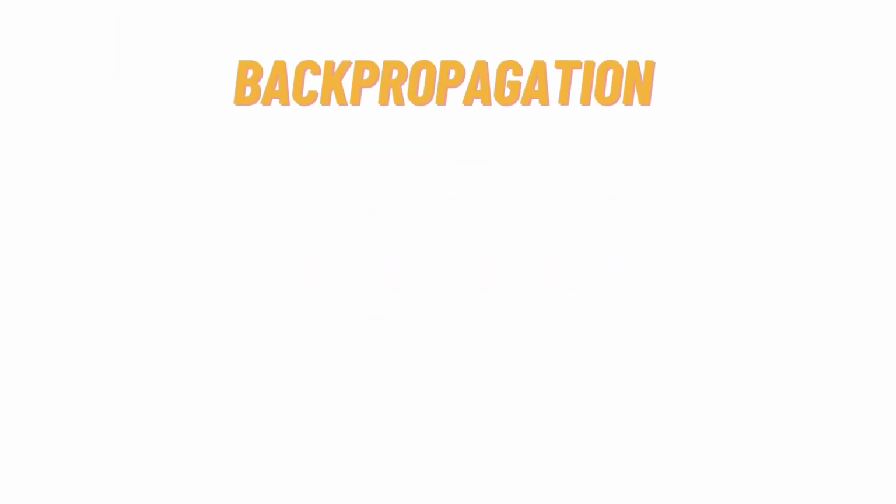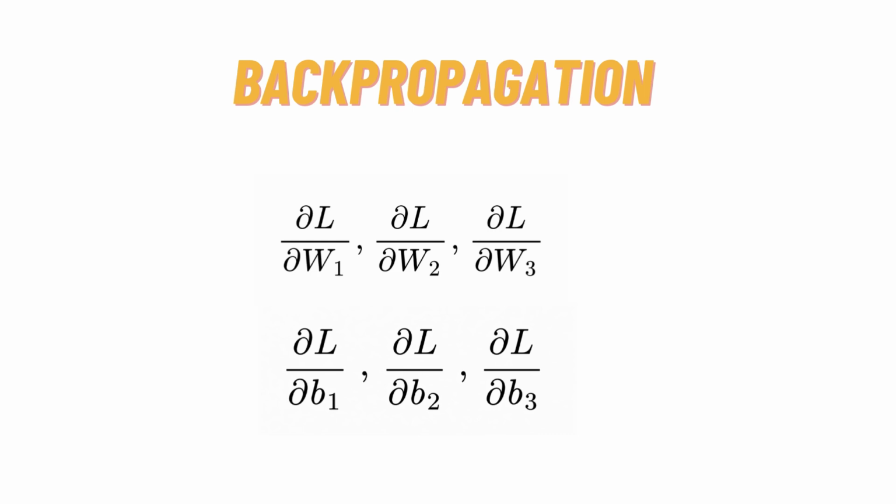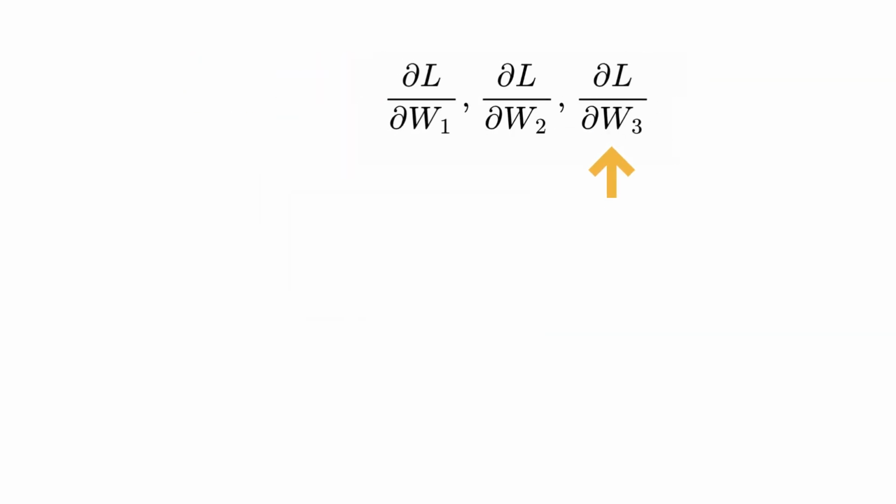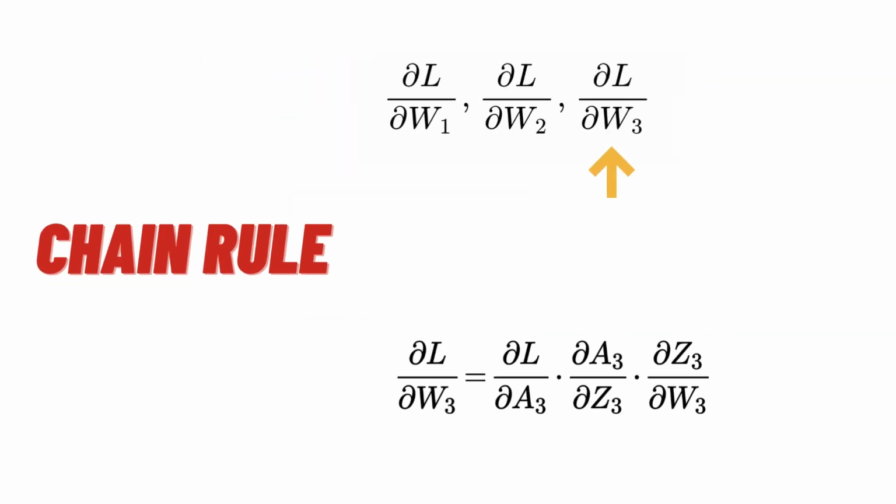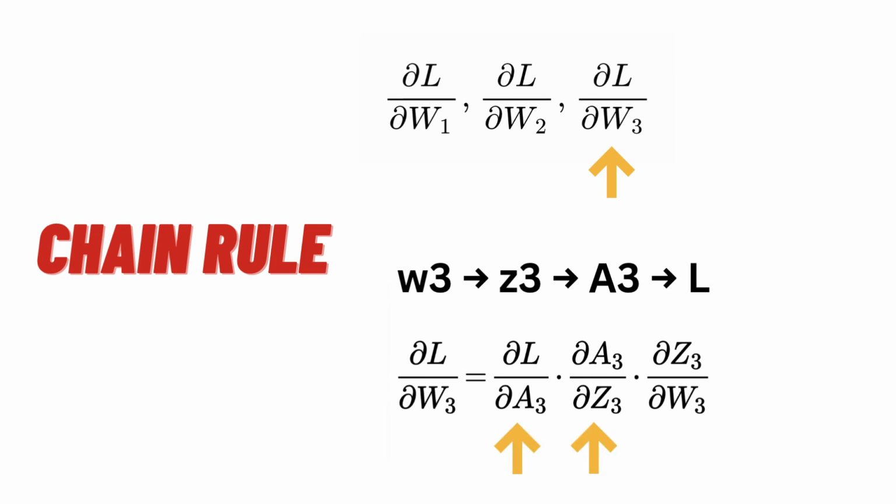In backpropagation, we calculate the derivative of the loss with respect to every weight and bias. Let's start with the output layer W3. By applying the chain rule, we know that W3 affects Z3, Z3 affects A3, and A3 affects the loss. Normally, you would multiply the derivative of loss with respect to A3 by the derivative of A3 with respect to Z3. However, as mentioned earlier, this simplifies beautifully.